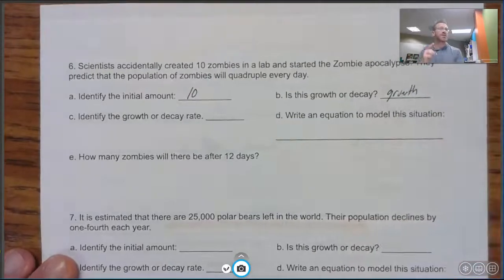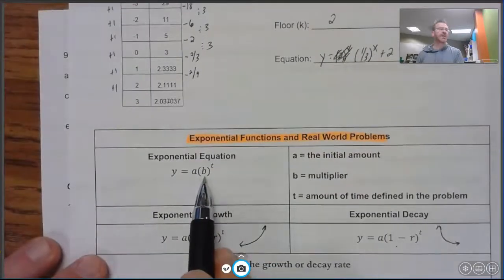Now, here's the thing. Sometimes, when I look at my forms here, the word might tell me what b is.